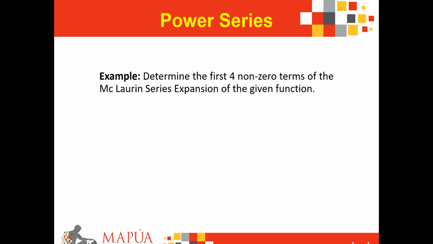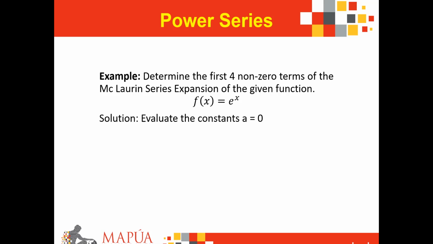Let's try to evaluate this time a Maclaurin series example. We are asked to determine here the first 4 terms of the Maclaurin series expansion of the given function f of x is equal to e raised to x. Note that on our Maclaurin series expansion, a is always assumed to be 0. Therefore, there is no need to mention that a is equal to 0.